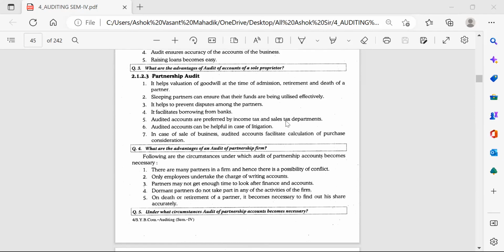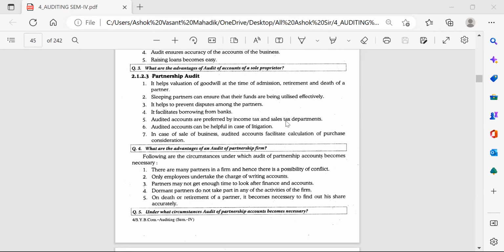So next comes partnership audit. You know what is a partnership firm, right? Even in case of a partnership firm, it is not compulsory to get books of accounts audited. But in the interest of the partnership firm, because in a partnership there are more than one head, obviously quarrels may be there, misunderstanding will be there. So to keep away these evils, one should get the books of accounts audited. That is my suggestion. So let us see what are the points in case of partnership audit.